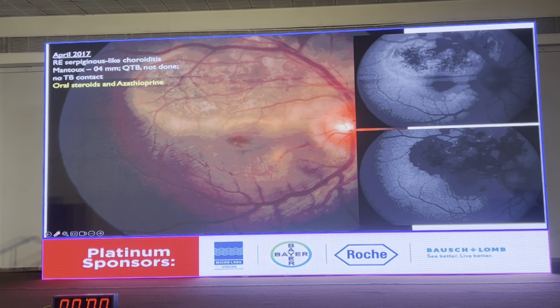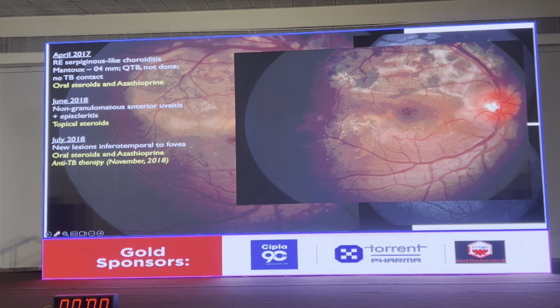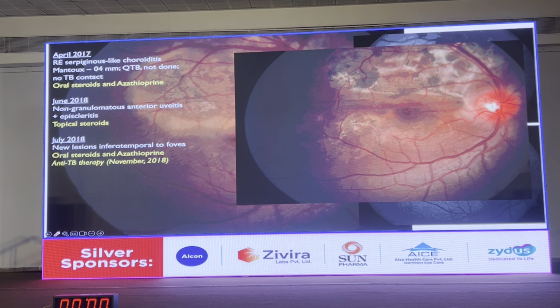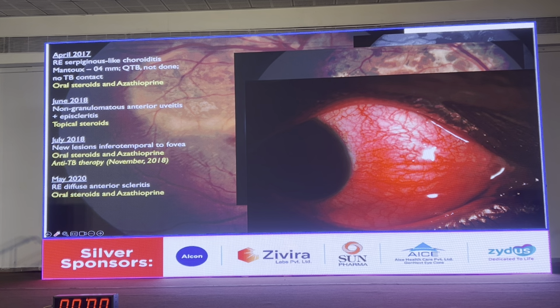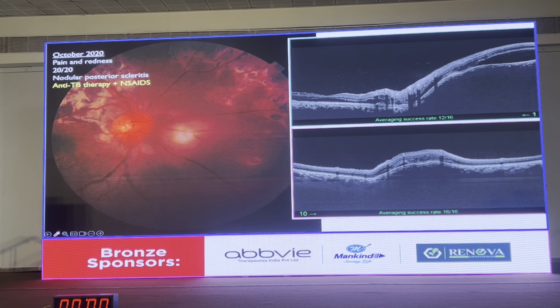Came to us in 2017, had a negative test for TB, was treated with oral steroids and azathioprine. You can see the autofluorescence here, and he kept on having recurrences till 1 year later we realized that this has to be treated with anti-TB therapy, and he received a full course of anti-TB therapy. But even after a full course, he comes to us 2 years later with this diffuse scleritis. Now all of us have seen these kinds of cases, and that was treated symptomatically.